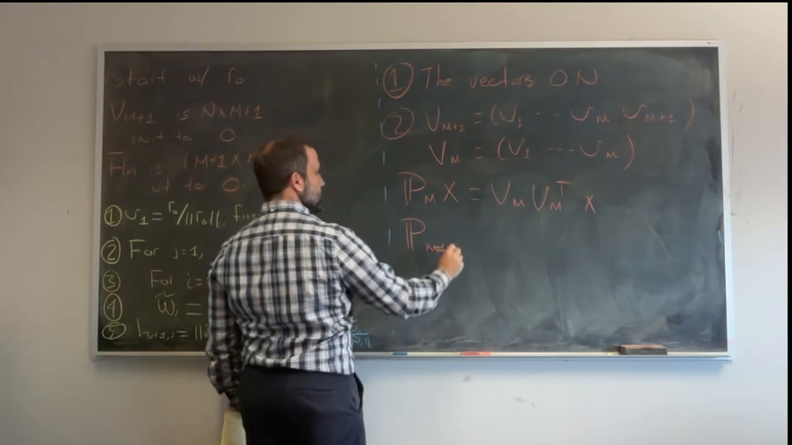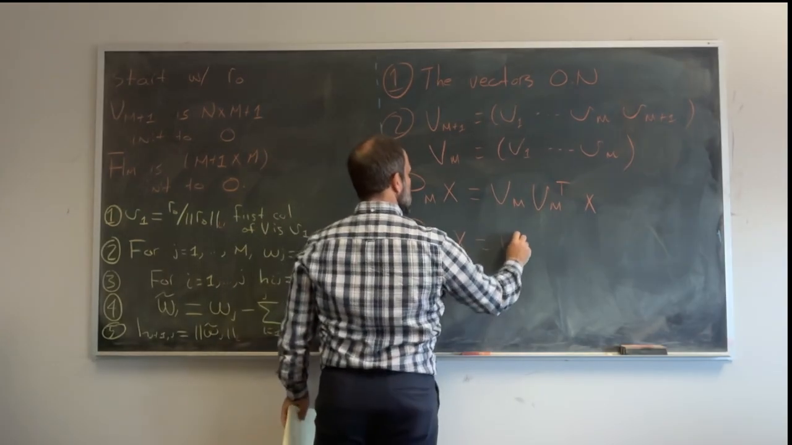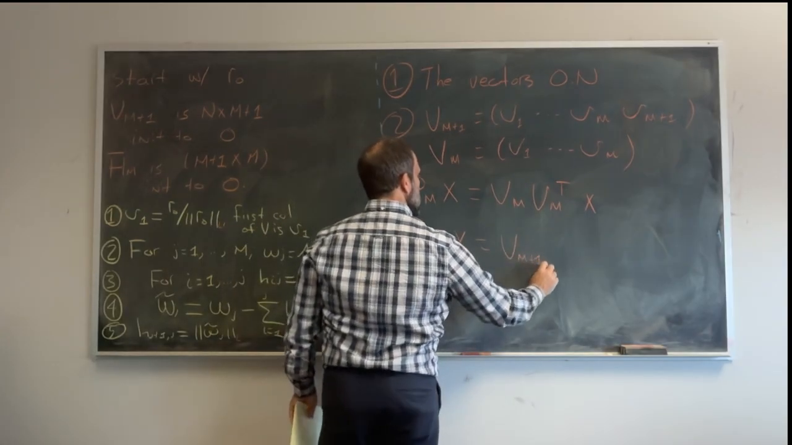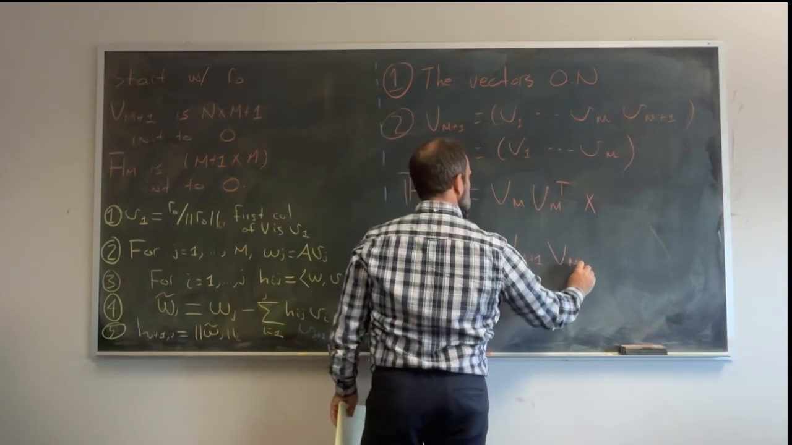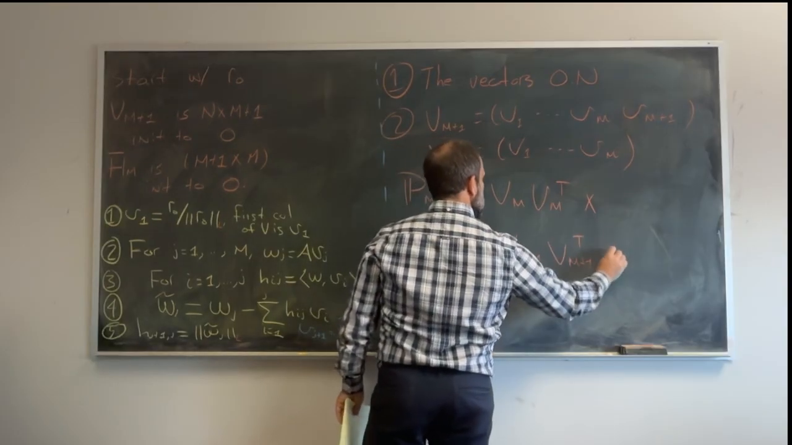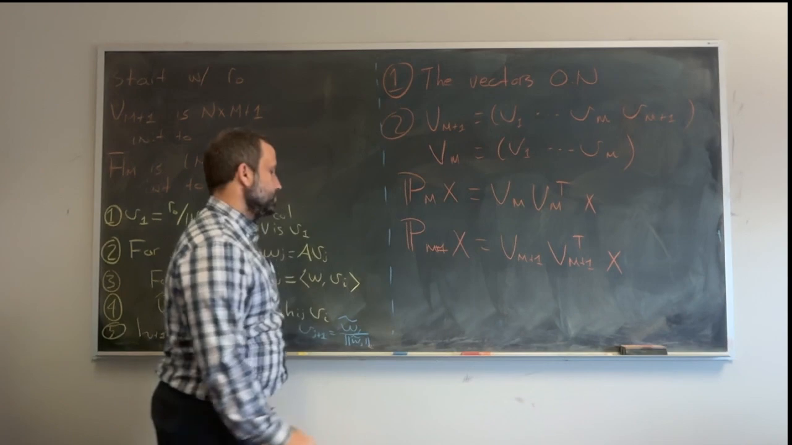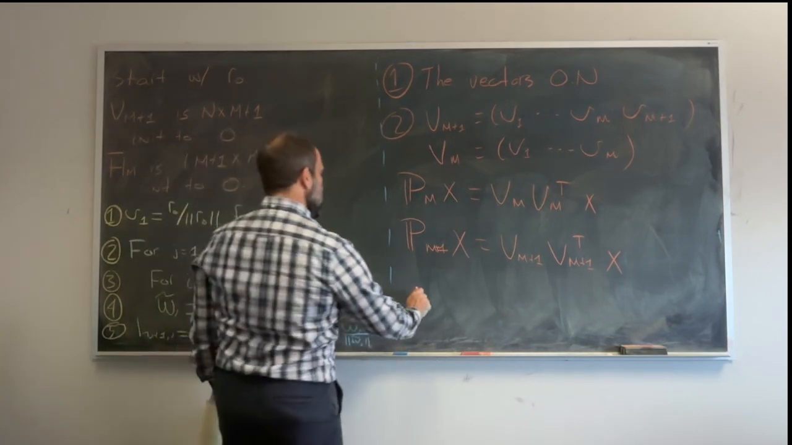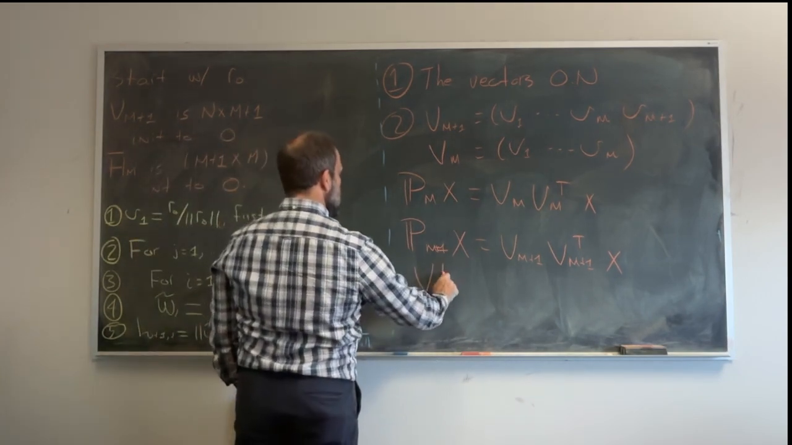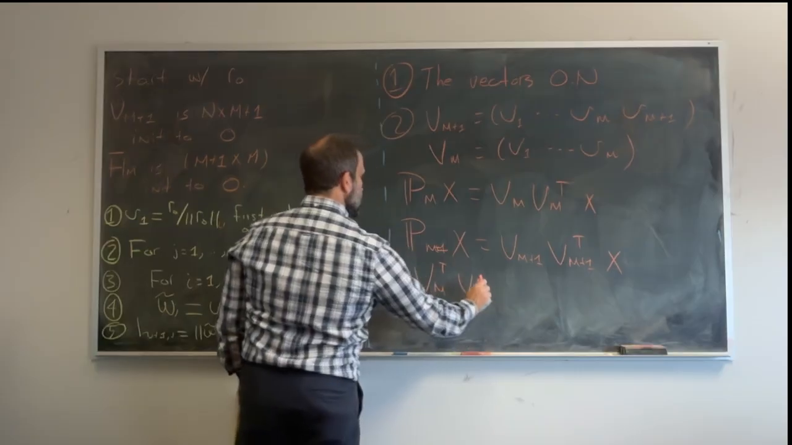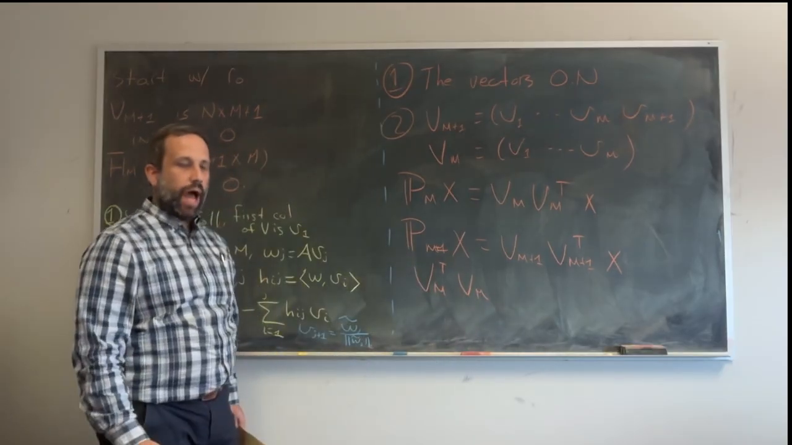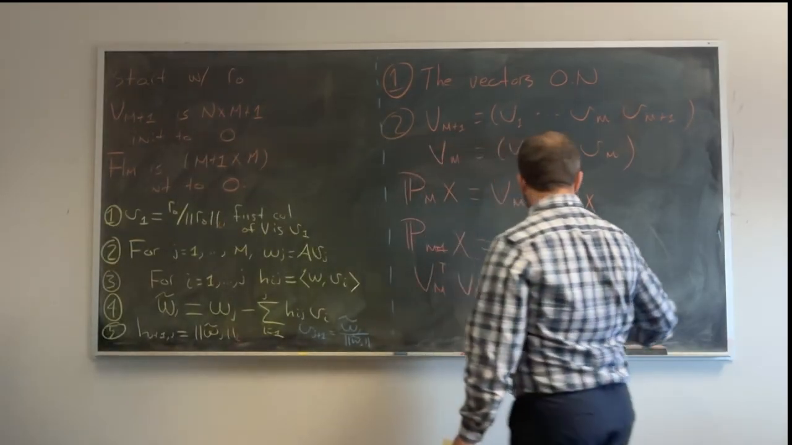the projection onto the m plus 1 space would just be Vm plus 1 transpose X. Okay, and then finally, if we look at Vm transpose Vm, this is the m by m identity matrix. Okay.